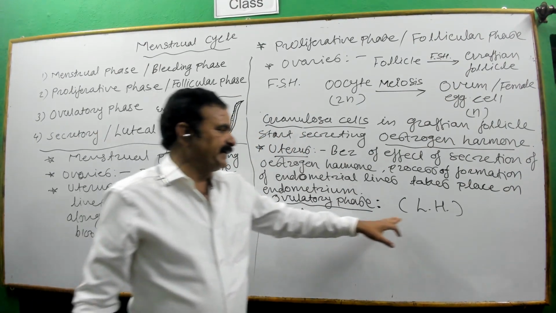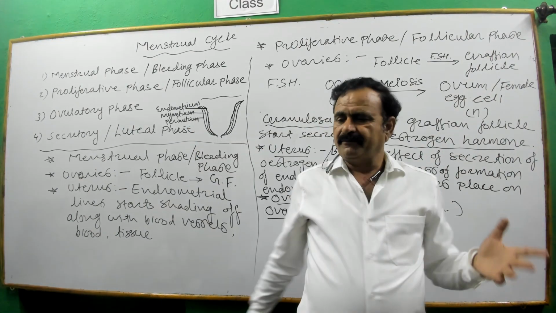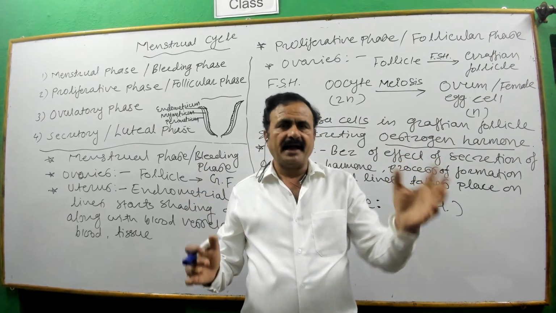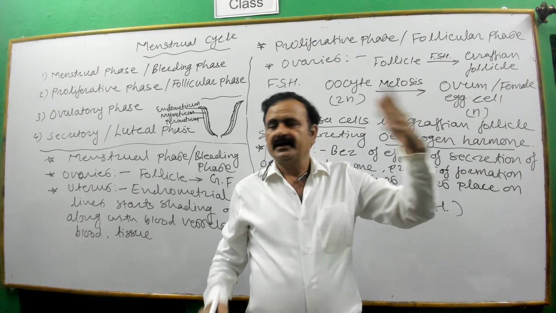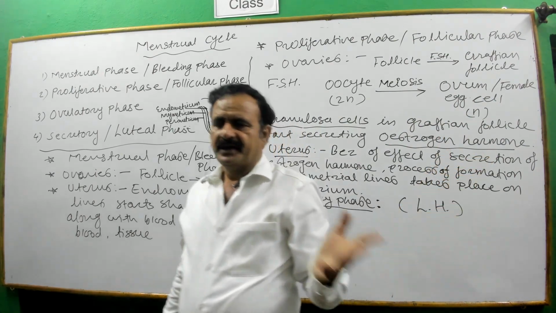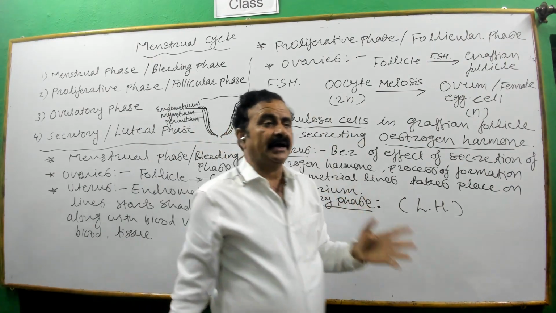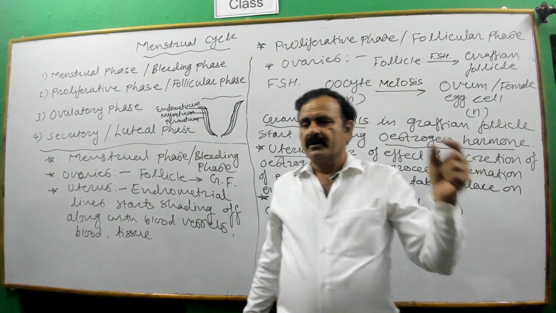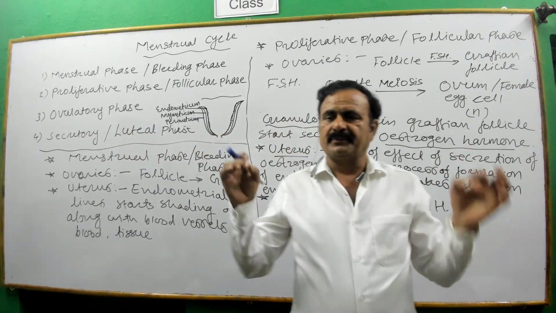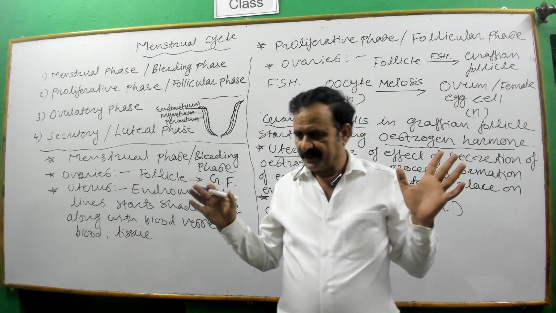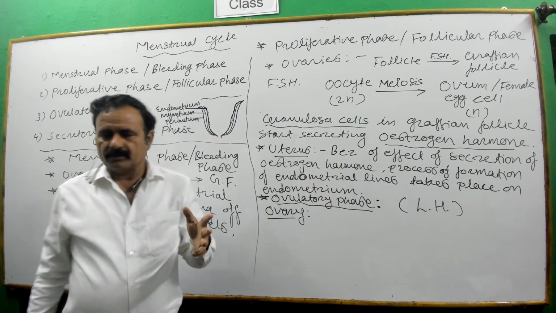phase, under the effect of luteinizing hormone, that mature Graafian follicle bursts and the haploid ovum cell which is present inside it is released, right? It is released from that ovary and enters into the ostium part of the infundibulum of the oviduct, or it is also called the fallopian tube of the mother's reproductive system. Clear? Oviduct is also called the fallopian tube.